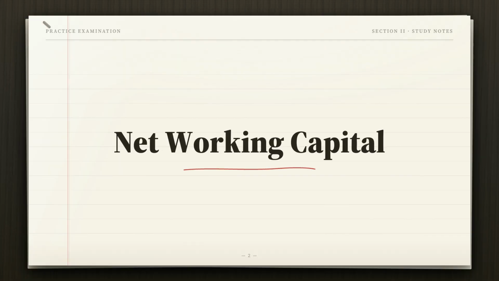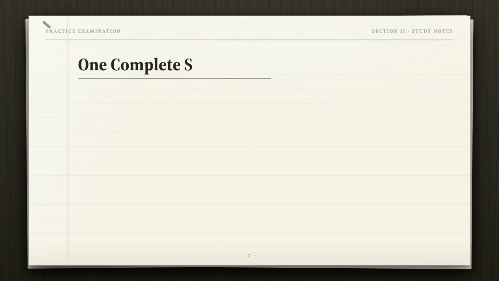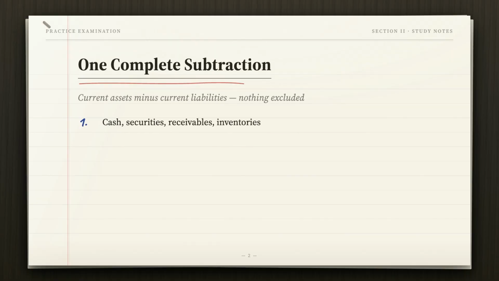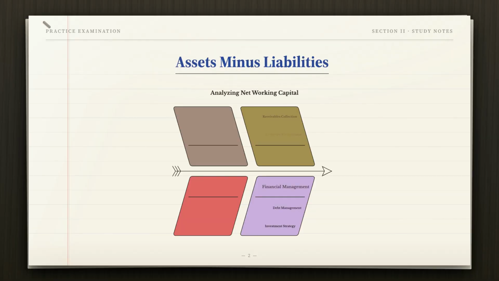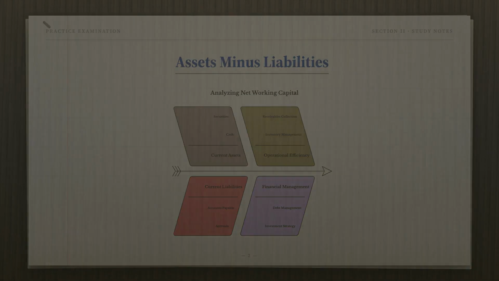Net working capital asks a simple but pointed question. Once you subtract the bills coming due this year, how much breathing room does a company really have? The subtraction is total and unconditional. Every current asset, cash, securities, receivables, inventories, goes in on one side, and every current liability, including payables, accruals, and notes payable, comes out on the other. Nothing gets excluded from either side. Picture the full pile of current assets on one side and the full pile of current liabilities on the other. Net working capital is simply what remains after the second pile is subtracted from the first, note payable and all.